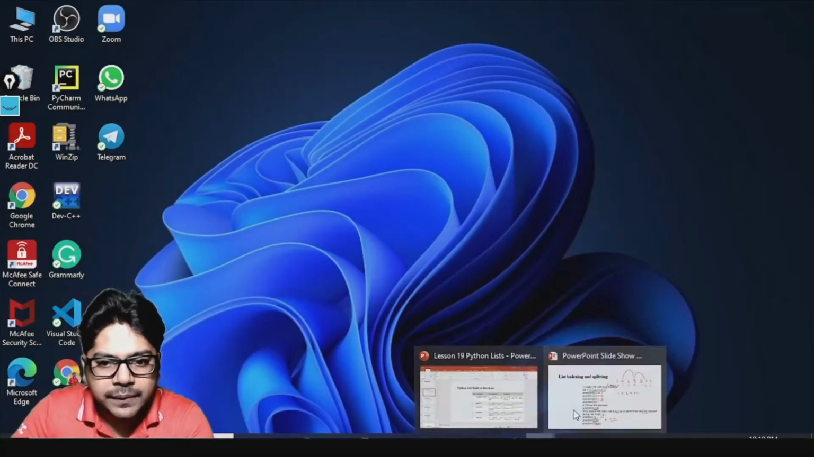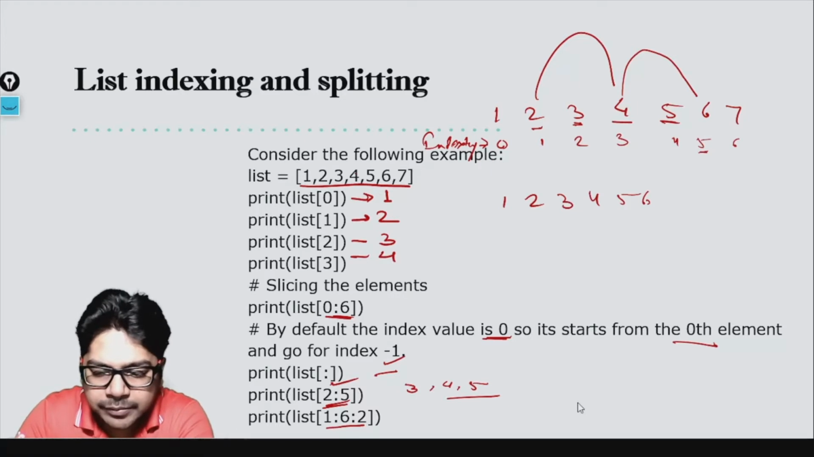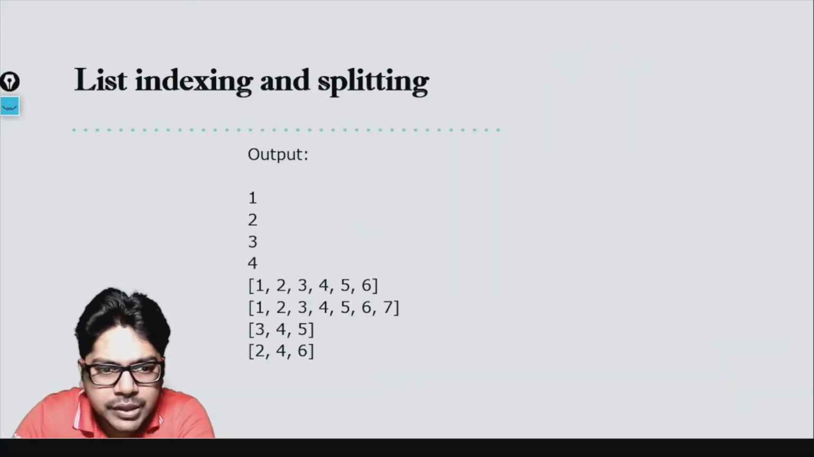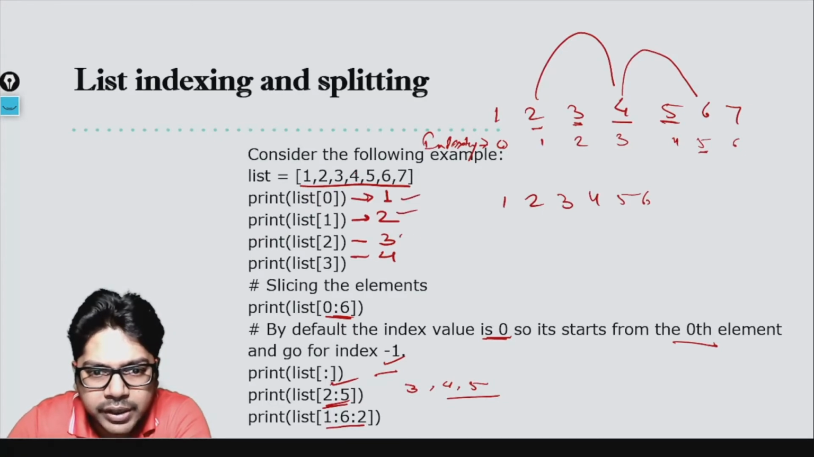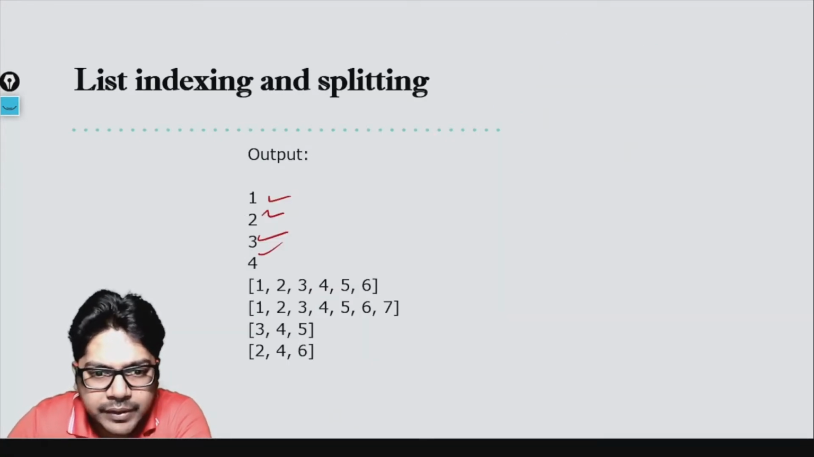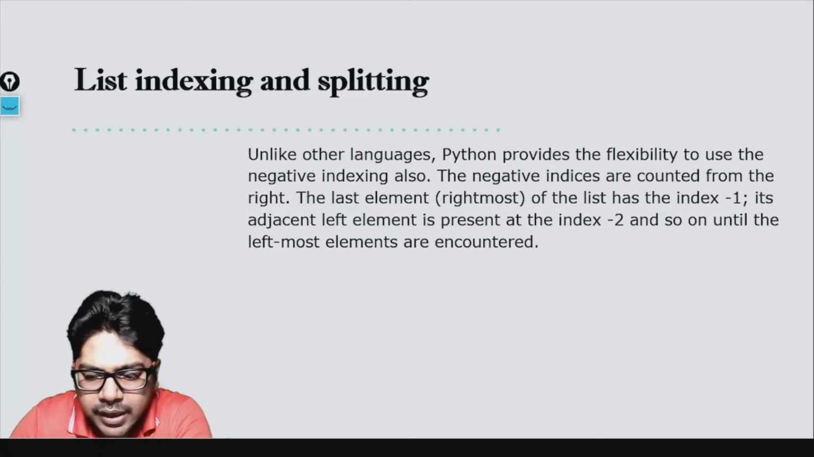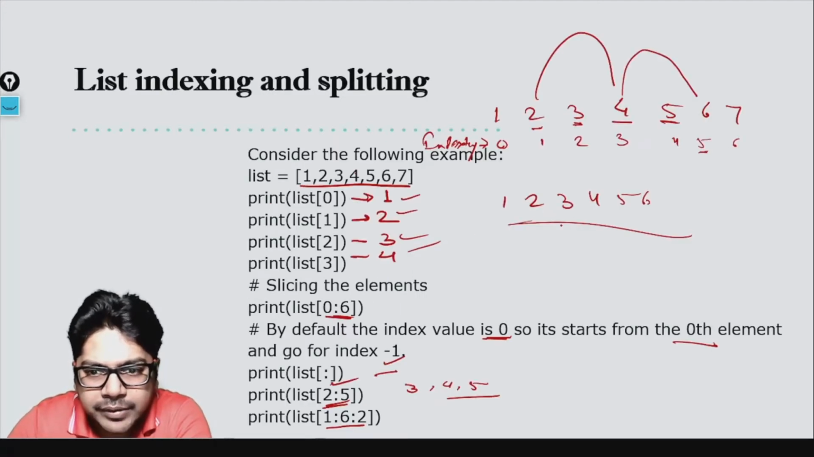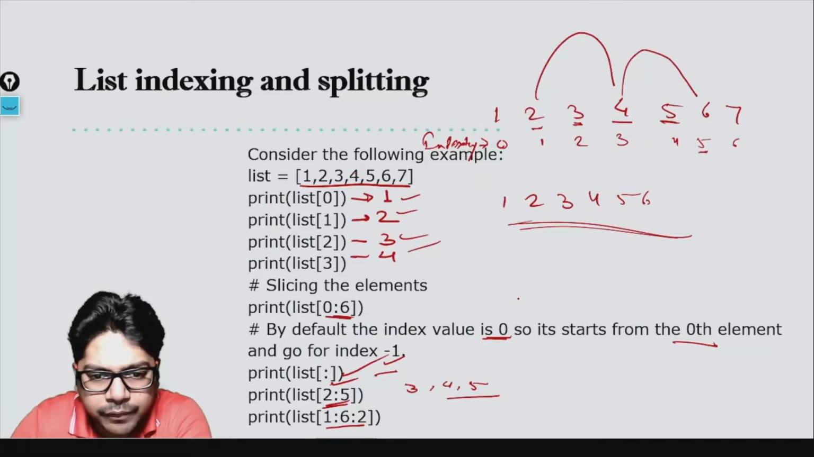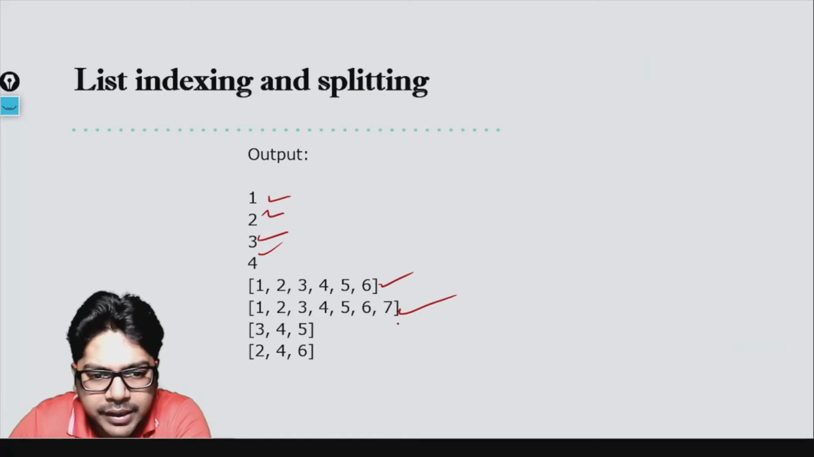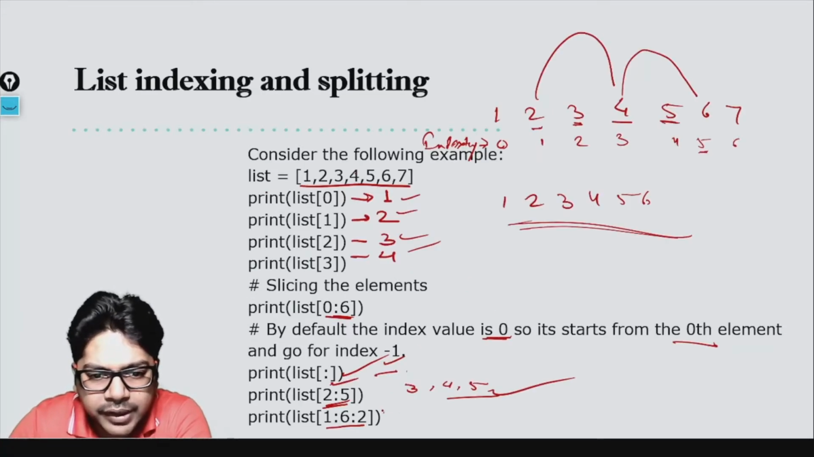Okay, so this is how list indexing and slicing works, and we have got almost the same answer. 1, 2, 3, 4, this is what we got. Then we have 1, 2, 3, 4, 5, 6, this is what we printed. Then here it printed the complete list. Then 3, 4, 5 we had, it printed 3, 4, 5, and then 2, 4, 6. Why? Because we are giving a step of 2.